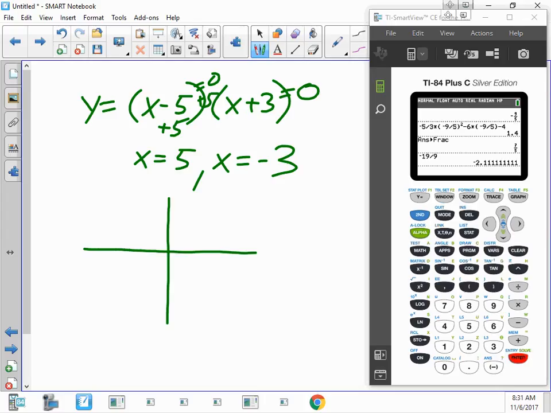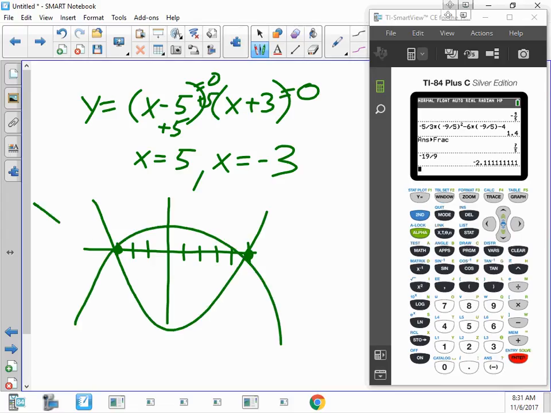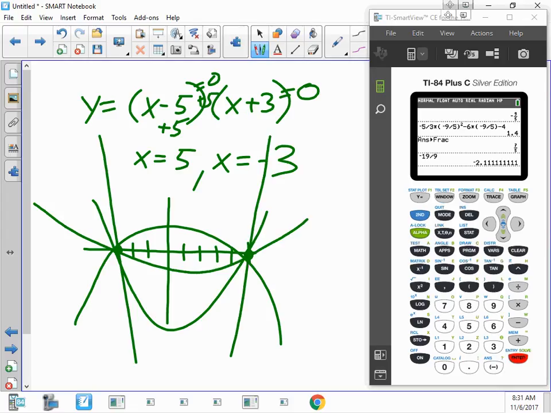So negative 3 and 5. How many parabolas are there that hit those 2 points? How many different parabolas could you draw that hit both of those? A lot. We could draw this one. We could make one that's upside down. We could make one that's really short. We can make one that's really tall. There are an infinite number of parabolas that hit that set of roots.